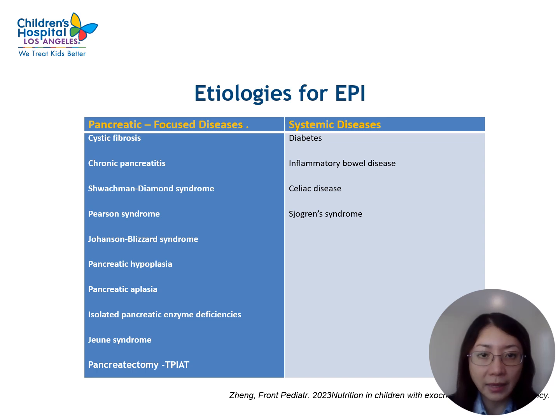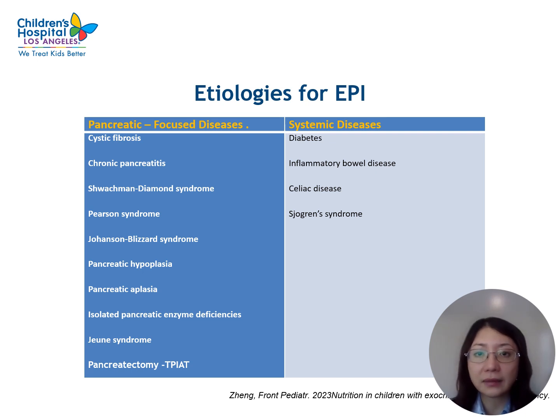In some syndromes like Shwachman-Diamond syndrome, Pearson syndrome, Johanson-Blizzard syndrome, and Jones syndrome, EPI can be part of the whole spectrum. Some patients during development may have hypoplasia or aplasia of the pancreas, so they can also present with EPI. And of course, if a patient undergoes a partial or total pancreatectomy, they will have EPI.